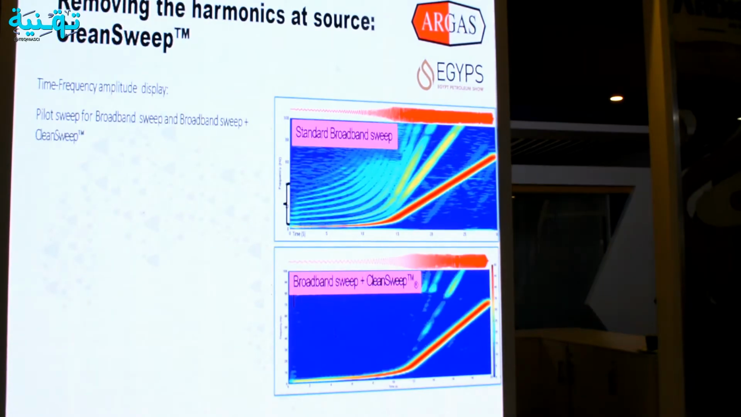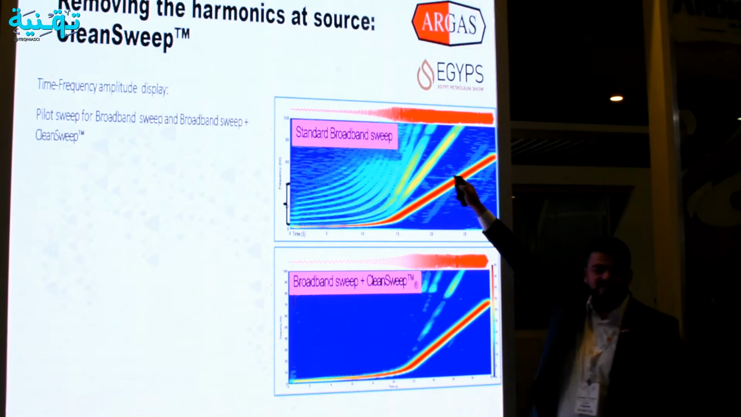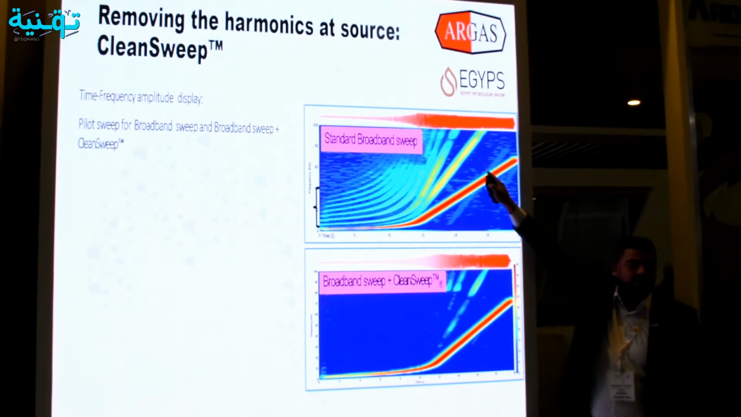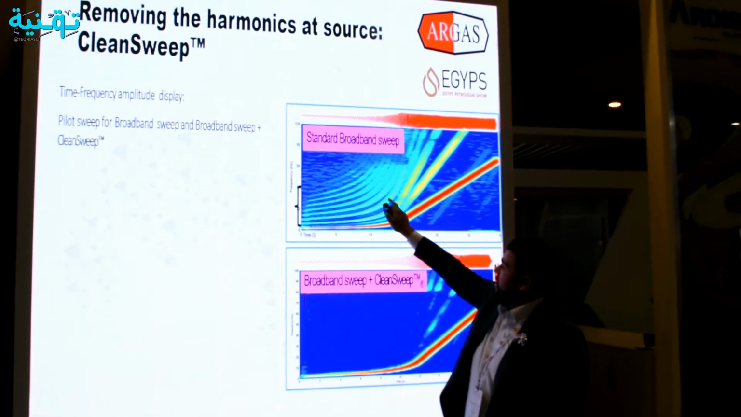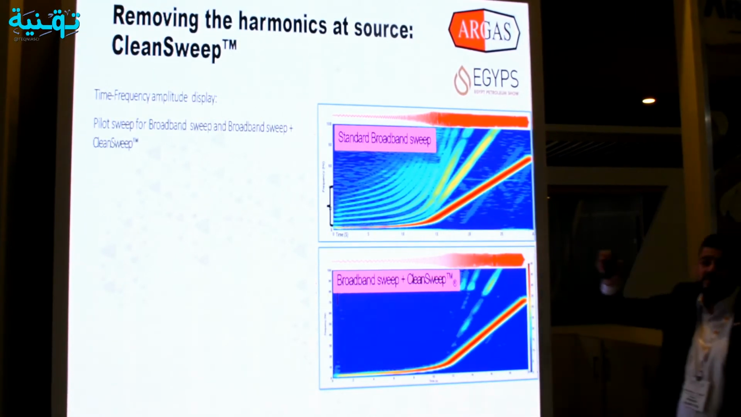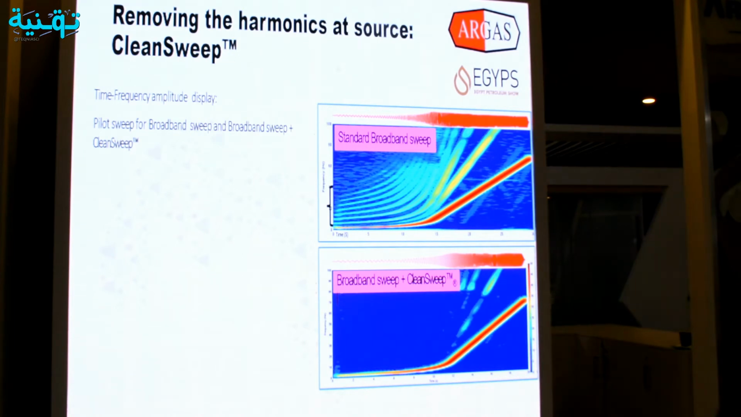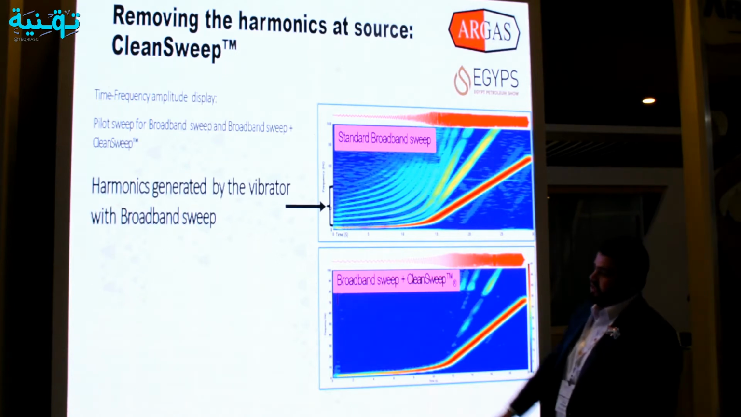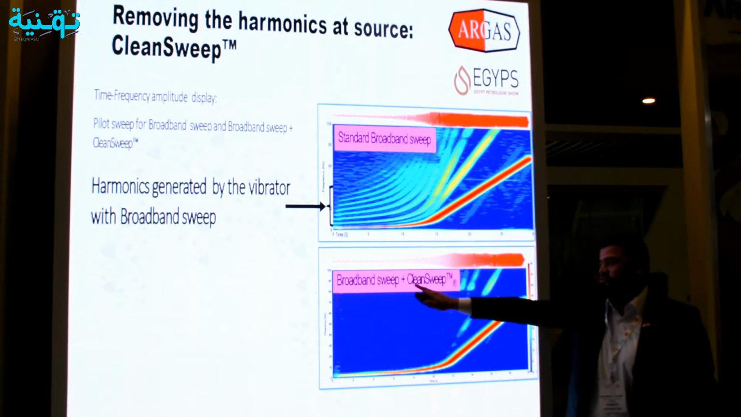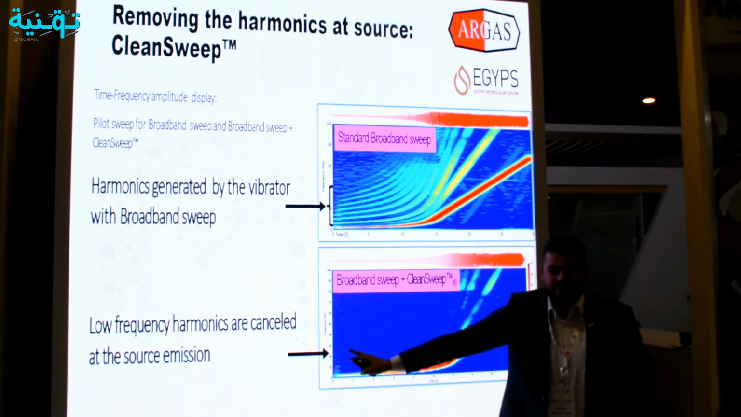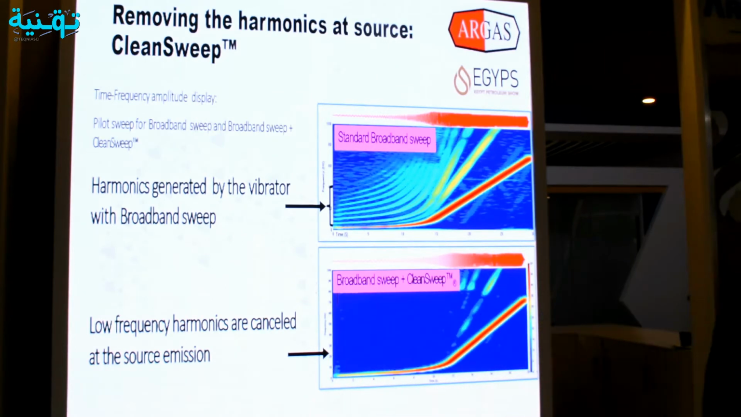There's another challenge now called the clean sweep. As we can see from here, this is a time varying spectrum analysis of the broadband sweep. This is the pilot signal that we aim to put into the ground. And here are the harmonic noise. This noise is generated by either the vibrators or the ground. It comes from the coupling between the base plate of the vibrator and the earth. With the harmonics generated by the vibrator with the broadband sweep, using our new technology, clean sweep, this kind of noise disappeared here at low frequency, leading to better imaging of the deeper targets.